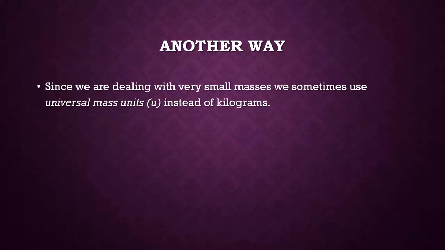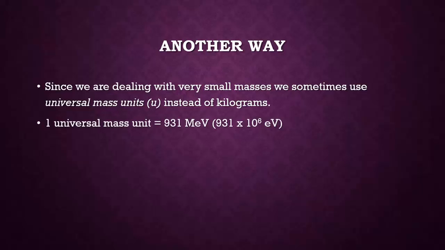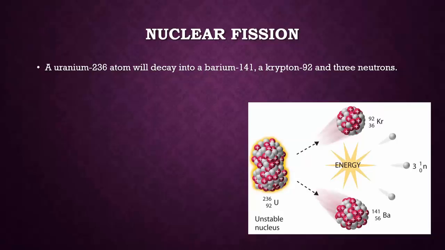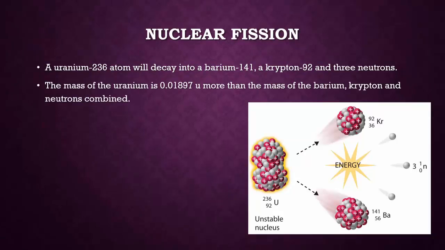Since we're often dealing with very small masses, we sometimes use universal mass units instead of kilograms. One universal mass unit is equivalent to 931 mega electron volts. You can use this equality in a proportion. Let's take a look at an example. A uranium-236 atom will decay into a barium-141, a krypton-92, and 3 neutrons. The mass of the uranium is 0.01897 universal mass units more than the mass of the barium, krypton, and neutrons combined.